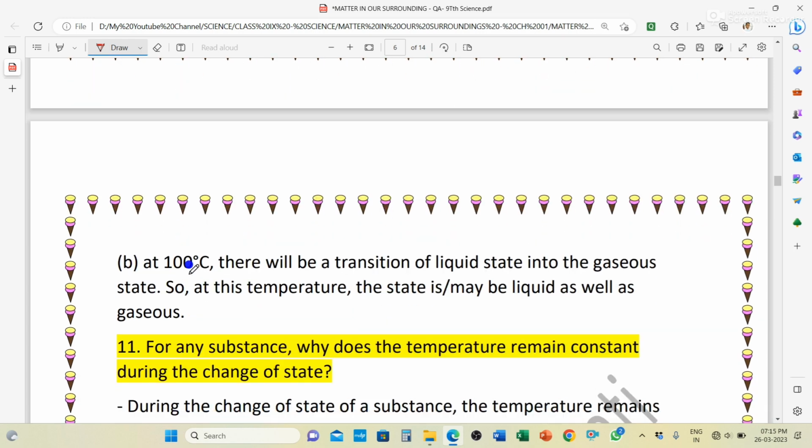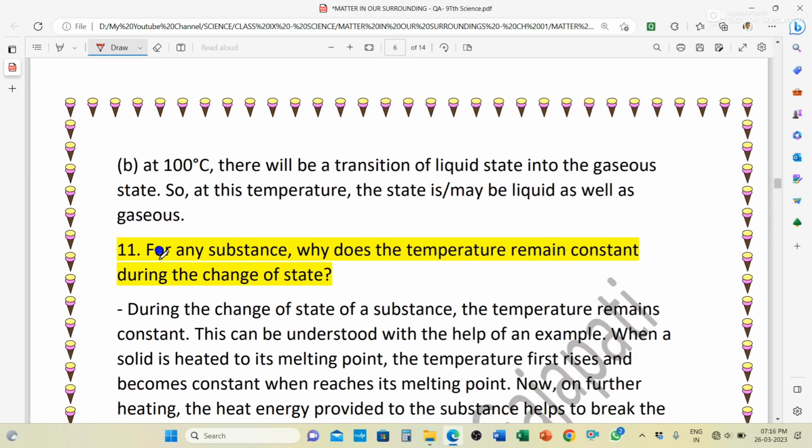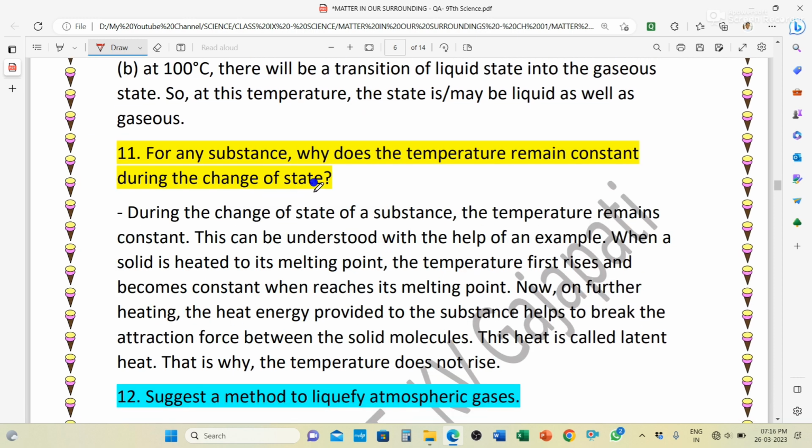Then at 100 degrees Celsius, there will be a transition of the liquid state into the gaseous state. This is the transition period. So at this temperature, the state may be liquid as well as gaseous, or maybe both. Then, for any substance, why does the temperature remain constant during the change of state? This is a very tricky question. Why? Because this is due to latent heat.